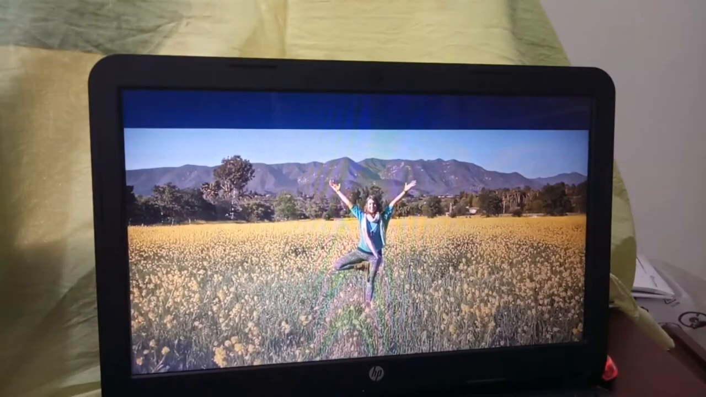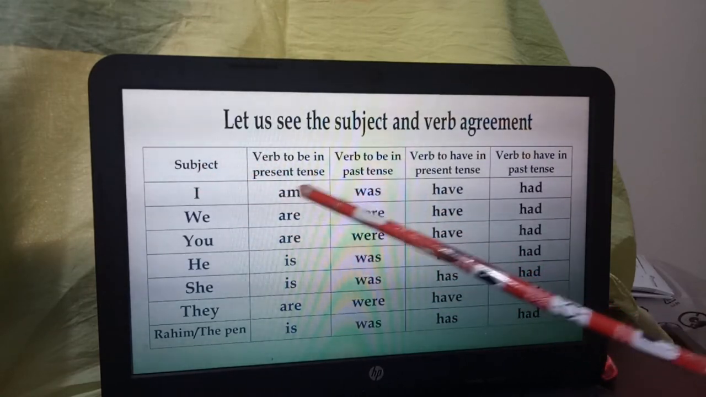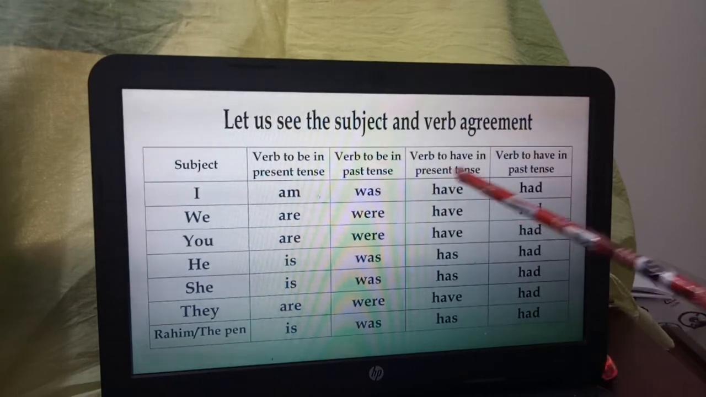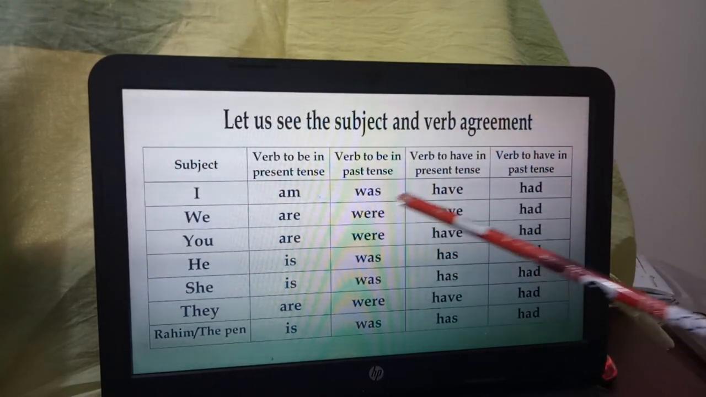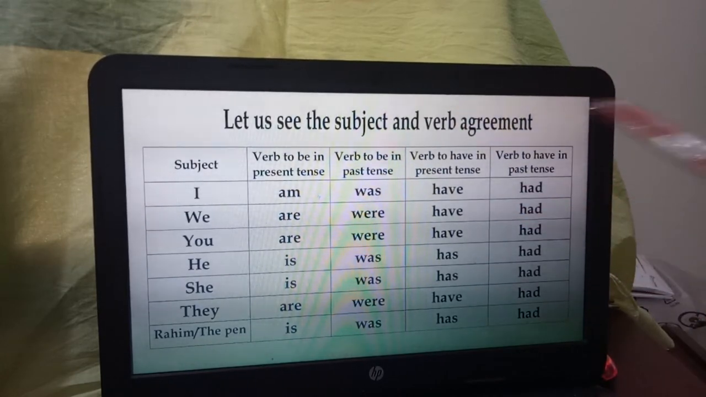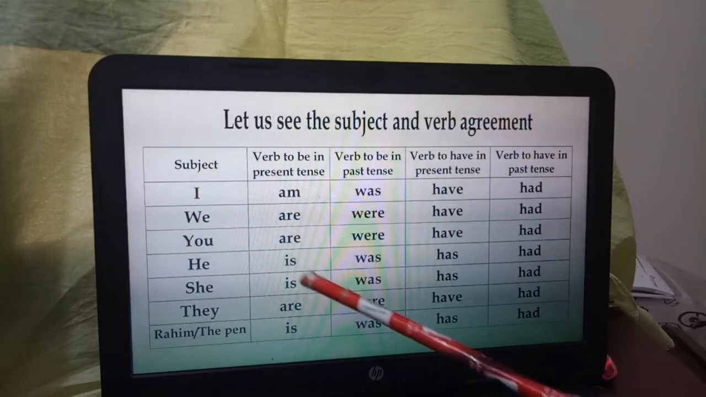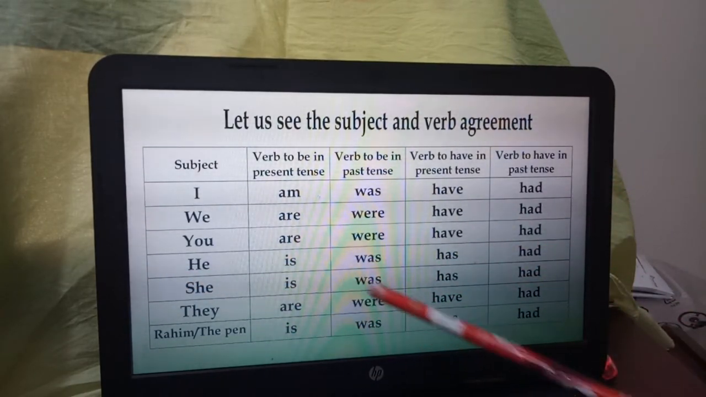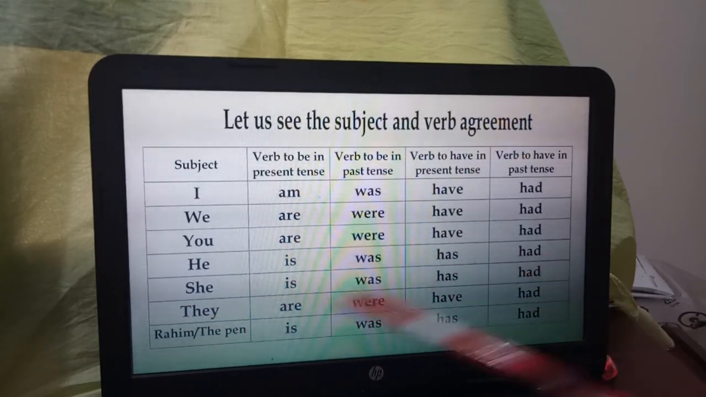So, dear students, now look at the chart of the subject-verb agreement. Subject, verb to be in the present tense, verb to be in the past tense, verb to have in the present tense, verb to have in the past tense. I am, was, have, had. We are, were, have, had. You are, were, have, had. He is, was, has, had. She, third person, is, was, has, had. They are, were, have, had.